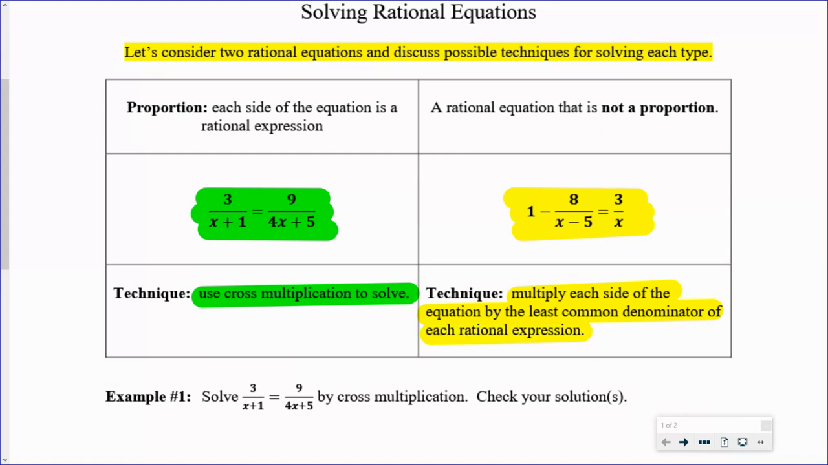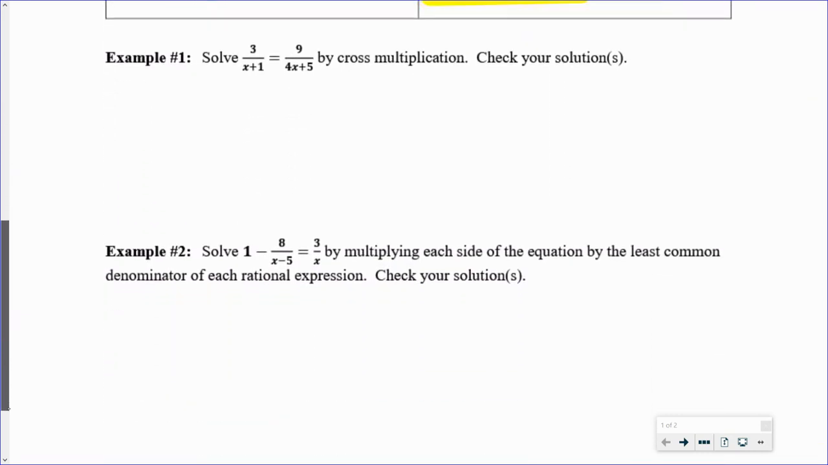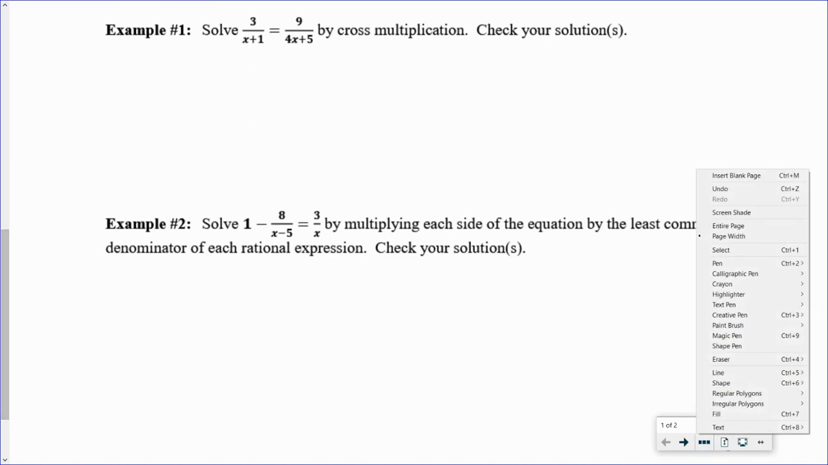What we're going to do right now is jump in and do each of these examples. I'm going to do example one, which is solving a rational equation that is a proportion. We use cross multiplication to solve that. And then the second example that we'll look at is a rational equation that is not a proportion, and we'll talk about the technique that we're going to use to solve that. So let's jump down to example number one.